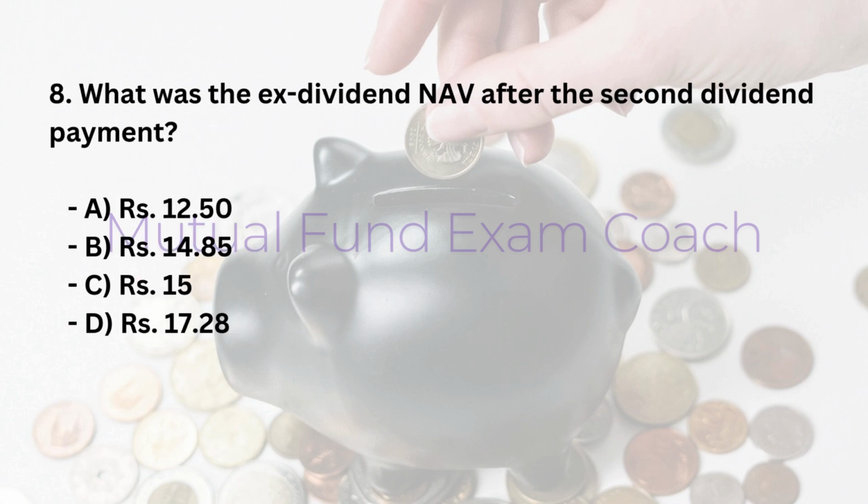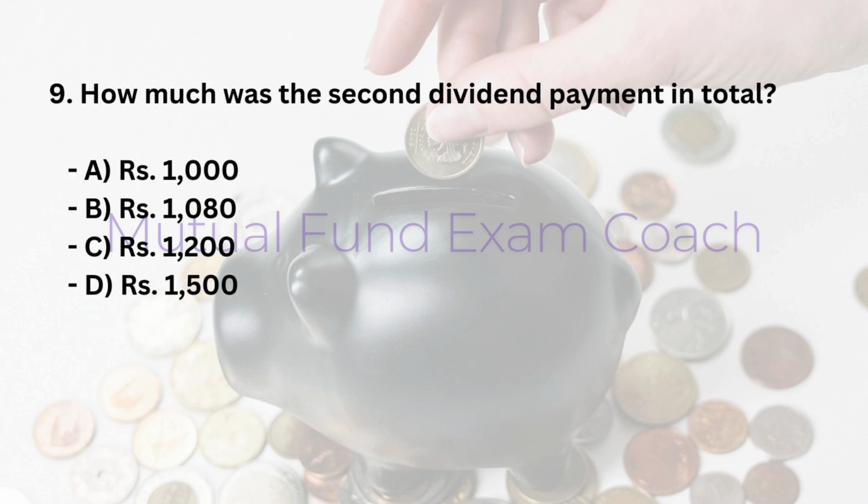8. What was the ex-dividend NAV after the second dividend payment? A. 12.50 rupees. B. 14.85 rupees. C. 15 rupees. D. 17.28 rupees. Answer: C. 15 rupees. 9. How much was the second dividend payment in total? A. 1,000 rupees. B. 1,080 rupees. C. 1,200 rupees. D. 1,500 rupees. Answer: B. 1,080 rupees.